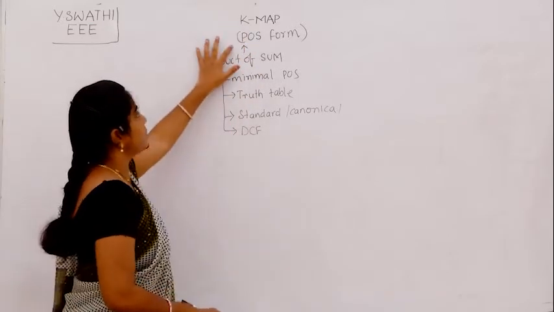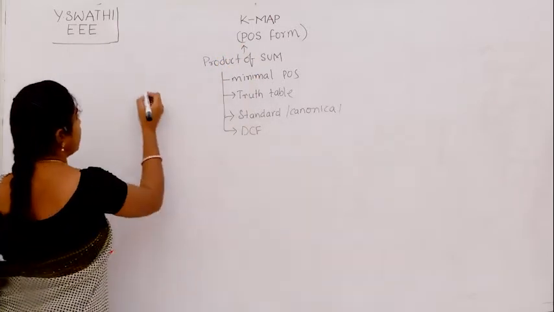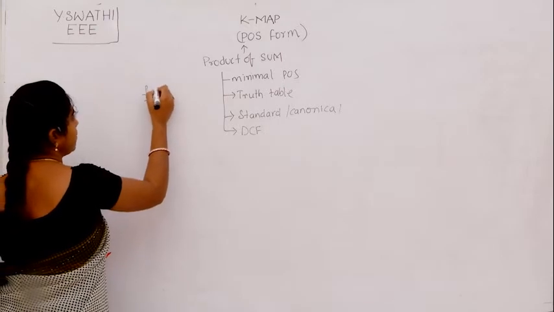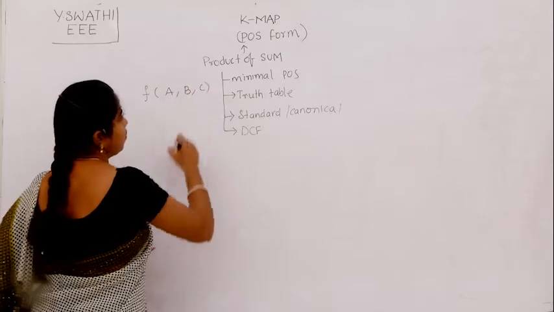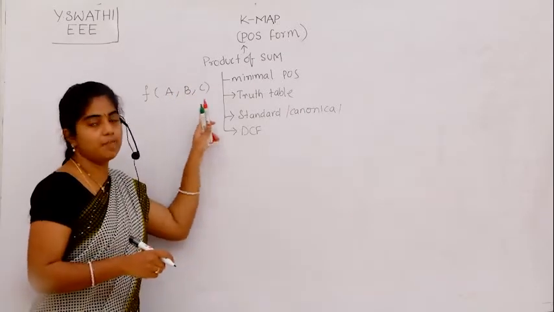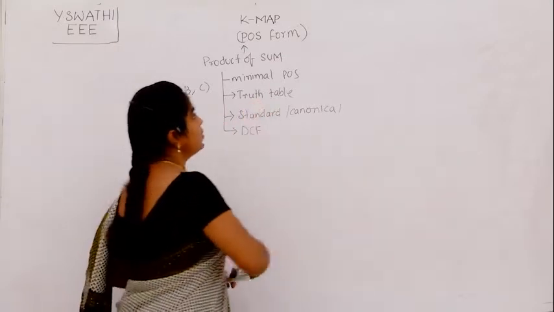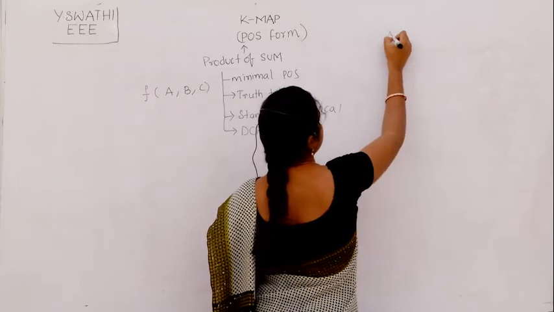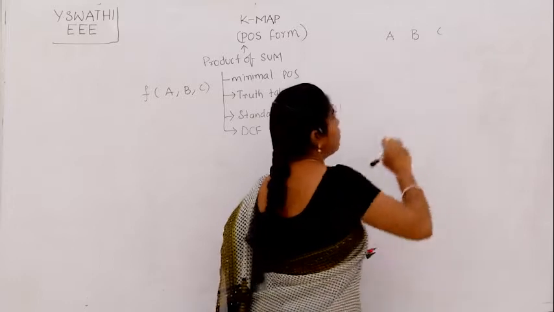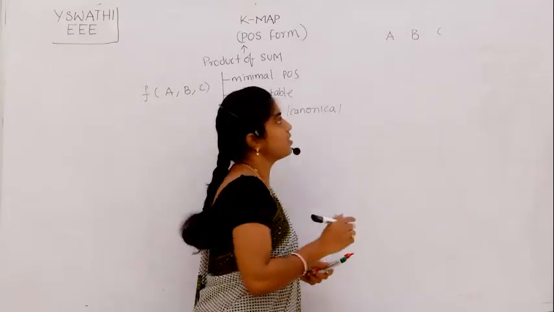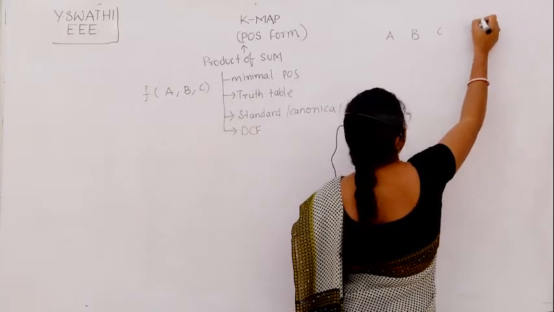So we'll first discuss the POS form of a three variable function. We'll take a three variable function, that is f of variables a, b, c. Now we'll first represent it with the truth table. The truth table contains the variables and their possible input combinations, and the output of function f.